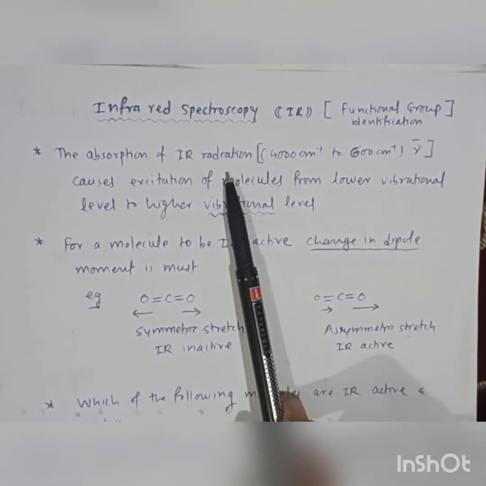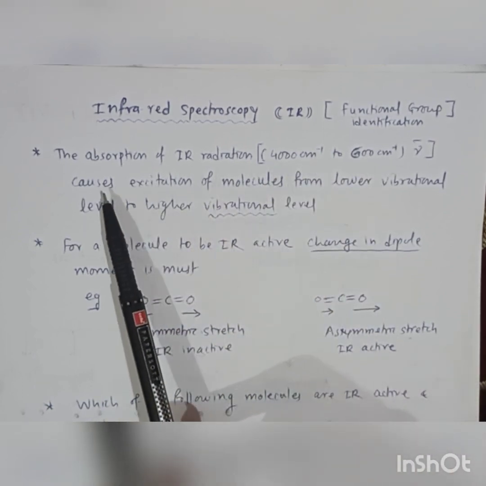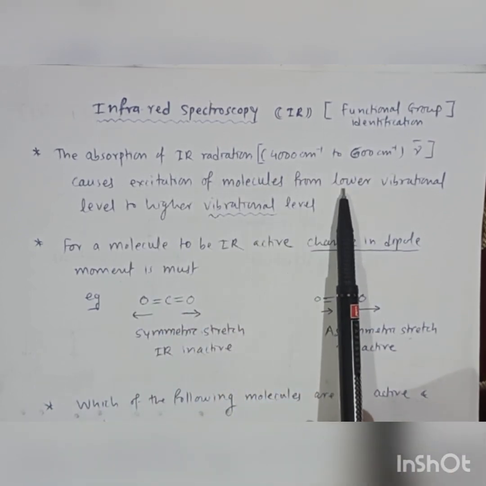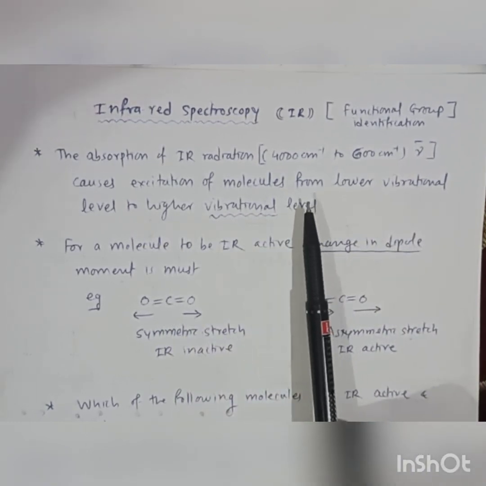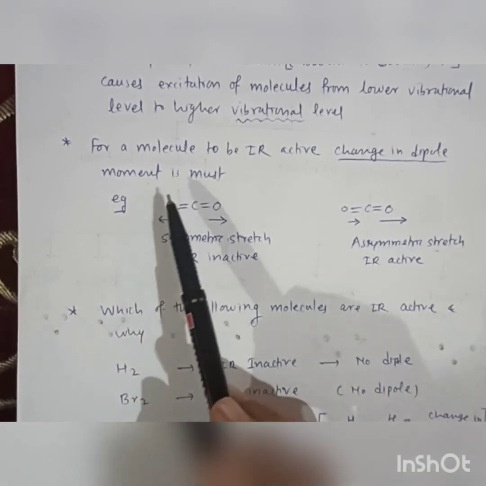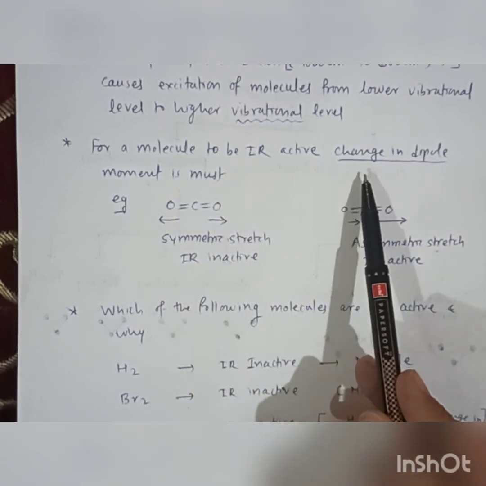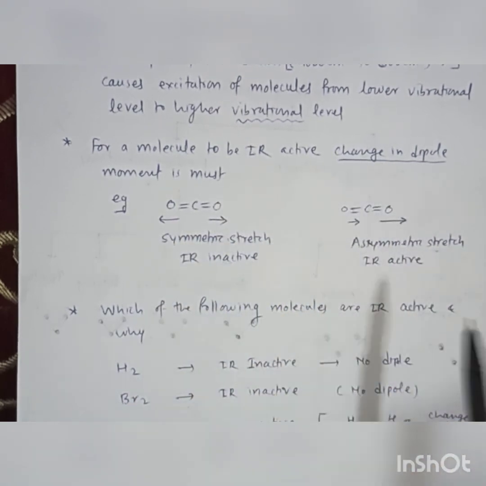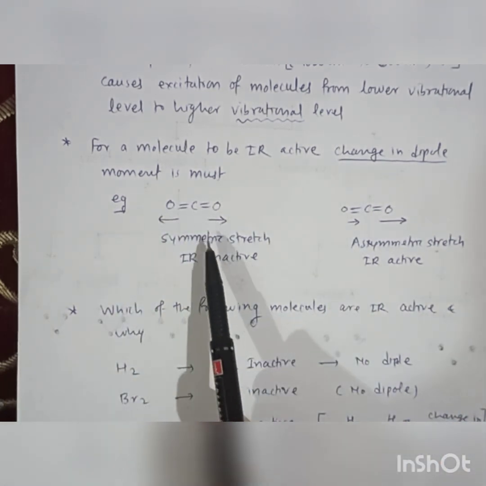If a molecule is subjected to IR radiation, it causes excitation of molecules from a lower vibrational energy level to a higher vibrational energy level. Now, for a molecule to be IR active, a change in dipole moment is a must. Means there should be a change in the dipole moment for a molecule to be IR active. We will consider an example.